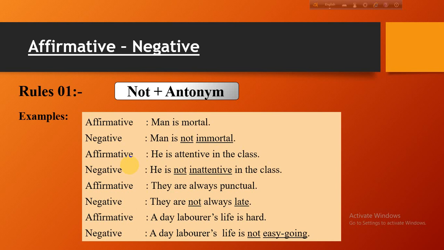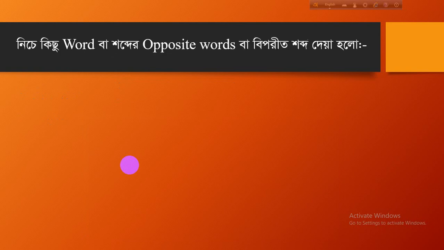So dear student, this way you can change so many sentences from affirmative to negative very easily. If you follow this structure, definitely you will get a good answer. Besides, you will have to have the knowledge of antonyms, some opposite words. So for your betterment, let's come to the next. I will give many opposite words below.